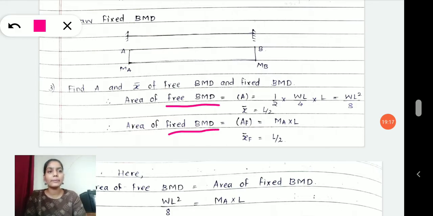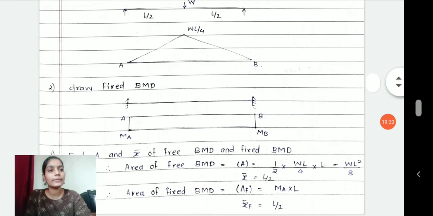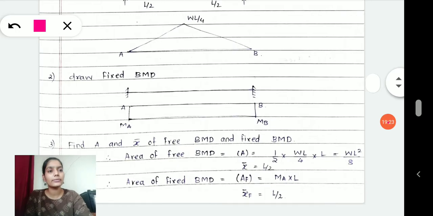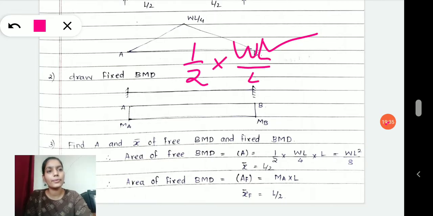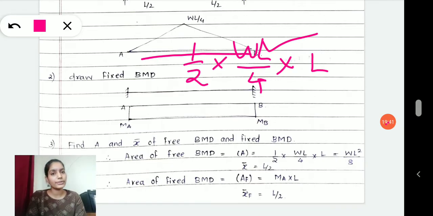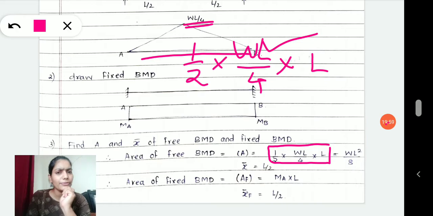Area of free bending moment was in triangular shape. It was in a triangular shape. Therefore the area will be 1/2 into WL by 4 into this distance L. What is the area of triangle? Half into length into height, right? Height will be WL by 4 here, and length will be the total span of my beam, right? Therefore this is the area of my free BMD.